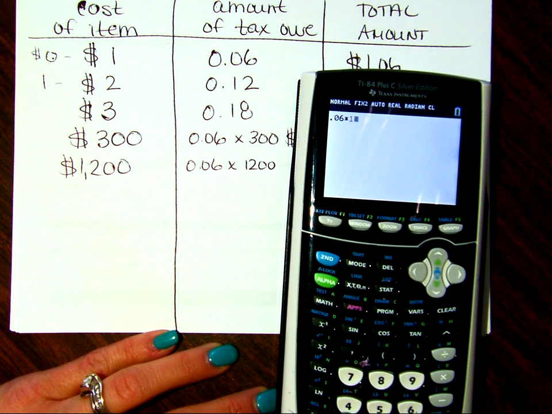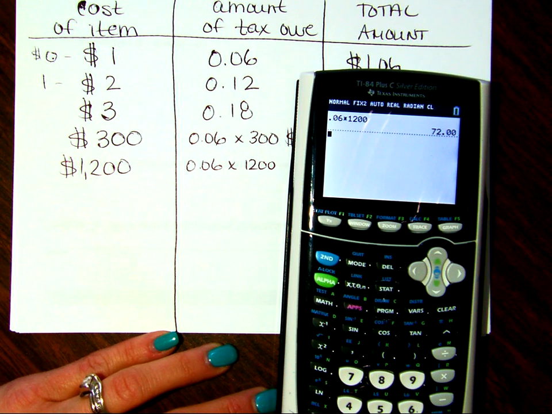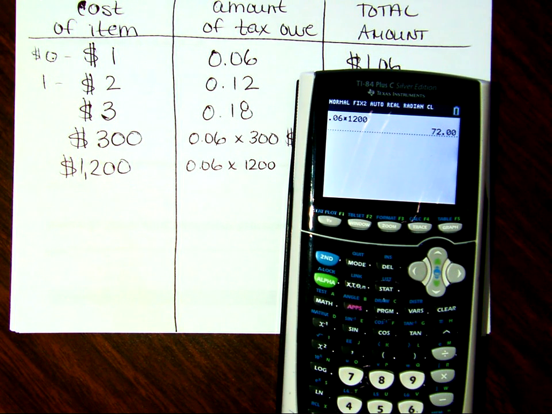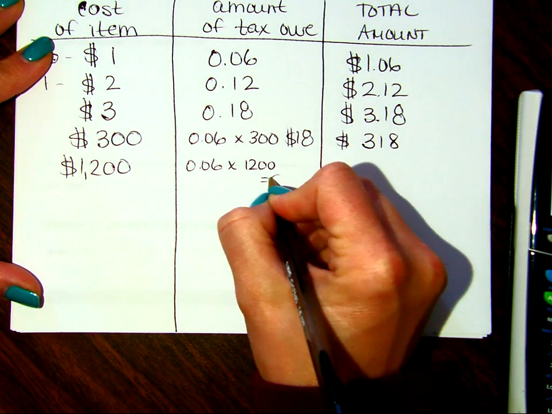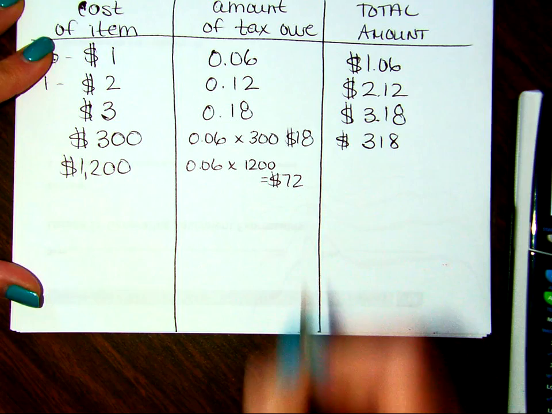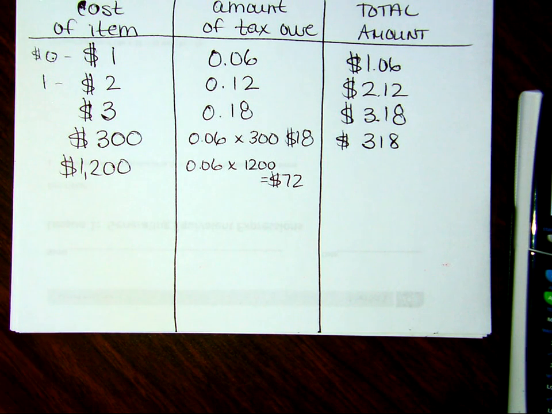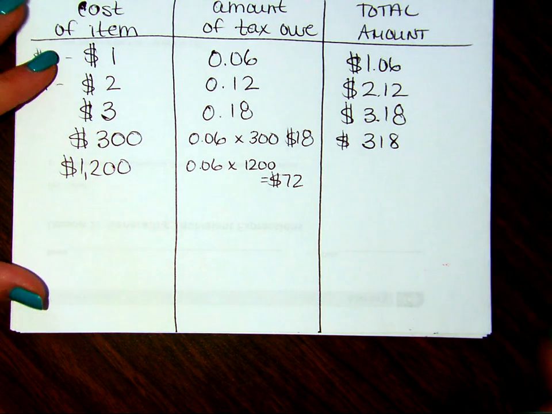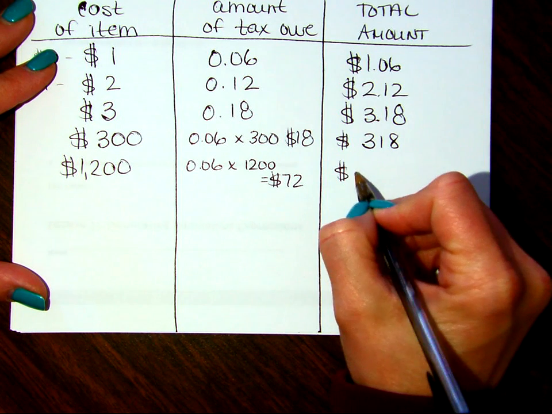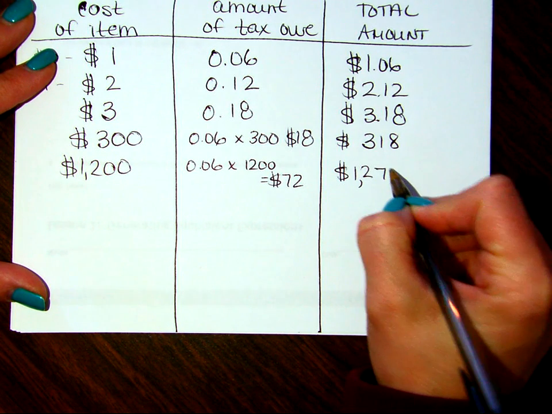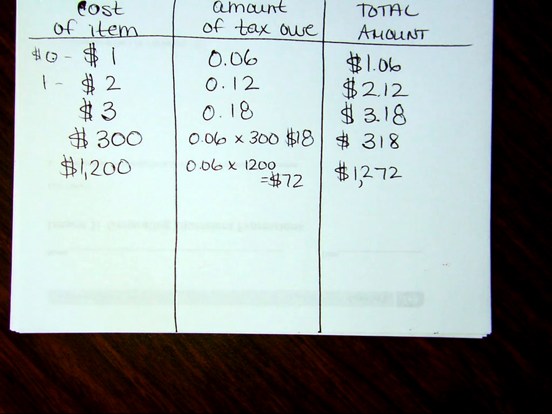6% of 1,200 means $72 just in tax. I could buy a pair of shoes with that. Do you see how 6% works? It's not the same amount every time. It depends on the price of your item. So if this is $72, and you know what? We are dealing with money today. So I want to see dollar signs today. Okay? So my final price for that computer would be $1,272, right?